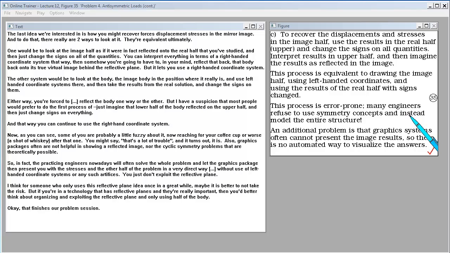I think for someone who only uses this reflective plane idea once in a great while, maybe it is better to not take the risk. But if you're in a technology that has reflected planes and they're really important, then you'd better think about organizing and exploiting the reflective plane and only using half of the body. Okay, that finishes our problem session.